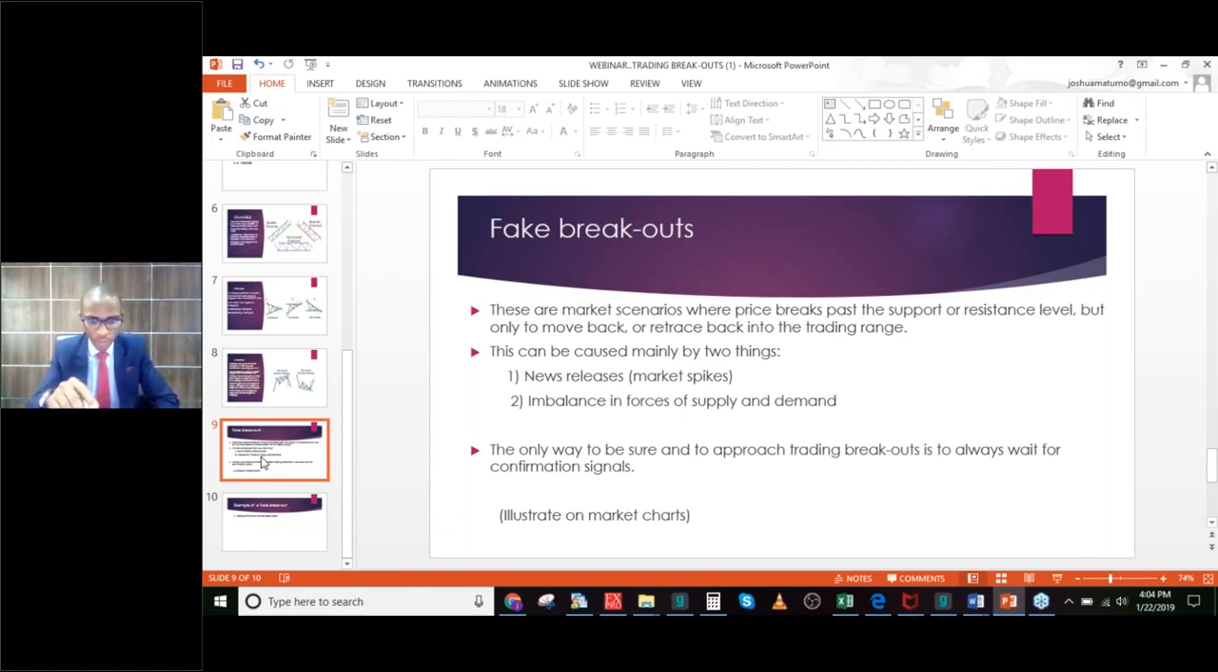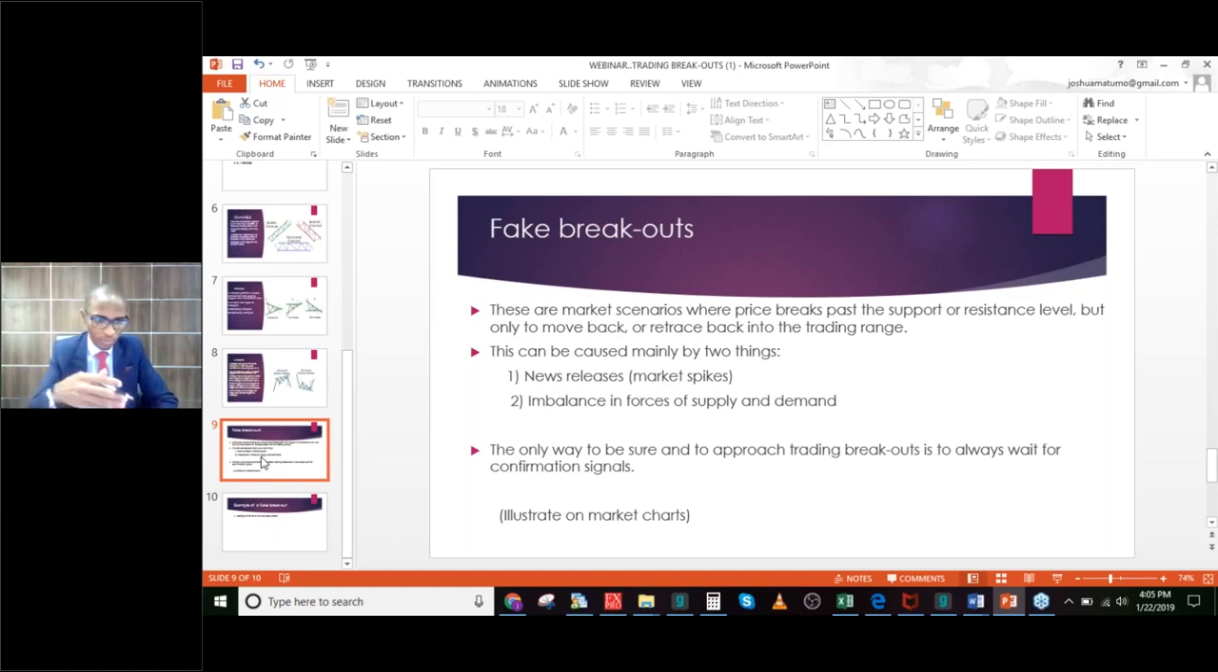These are market scenarios where price breaks past the support or resistance level, be it in a price channel, be it in a triangle, be it in a wedge, but only to move back or to retrace back into the trading range, therefore ending up being a fake breakout, which sucks in people who entered the trade prematurely, therefore wiping out their capital. And this can be caused mainly by two things.